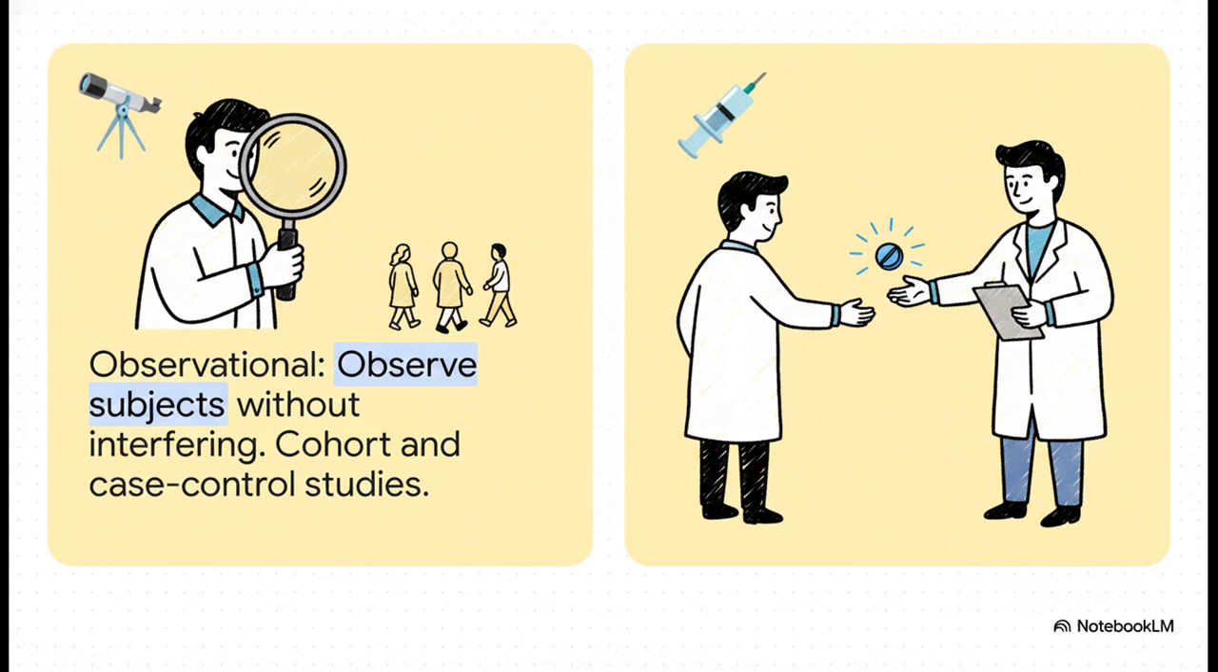Basically, are we observing or are we intervening? In observational research, the researcher is completely hands-off. You observe the subjects without interfering whatsoever. There are two big types you gotta know for your exams.